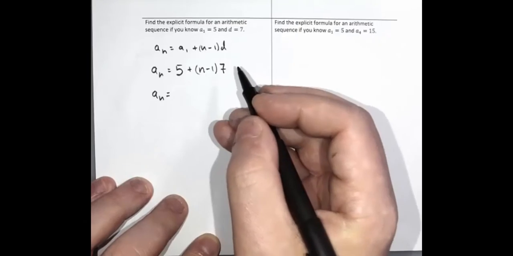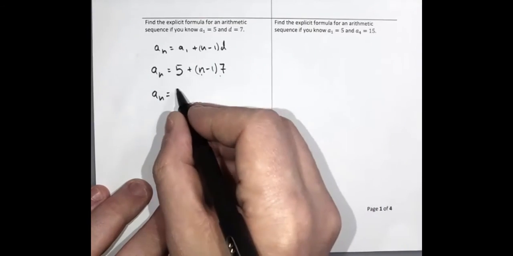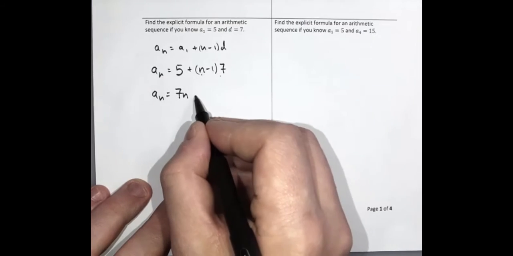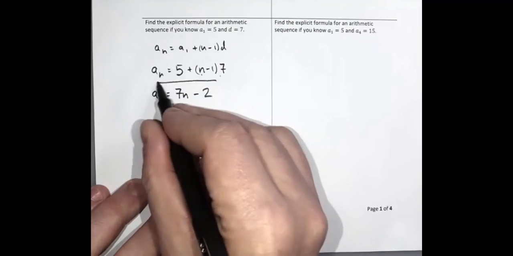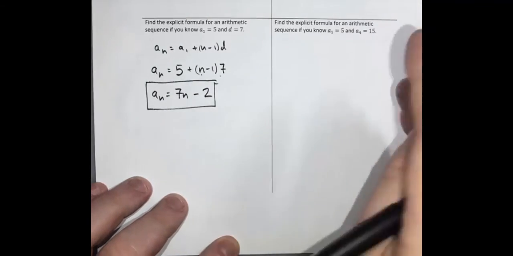That's far enough technically. It doesn't say to simplify, but I do like to do a little bit of simplification. So n times 7 is 7n. We'd be minusing 7 from the 5, so we would be subtracting 2. So that would be a simplified version of that explicit formula.